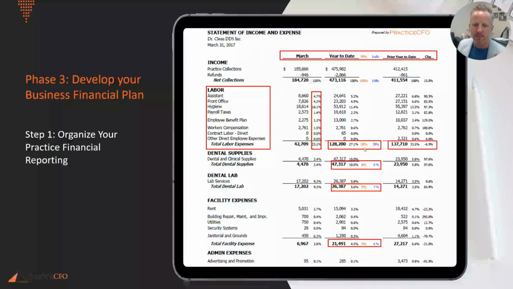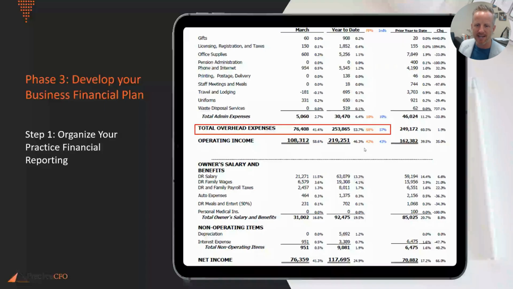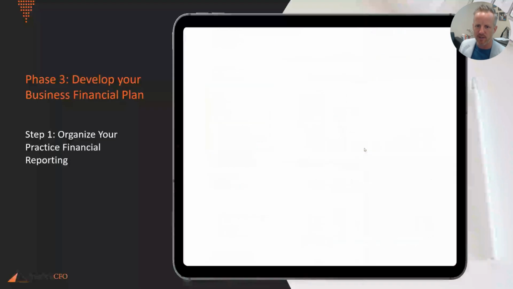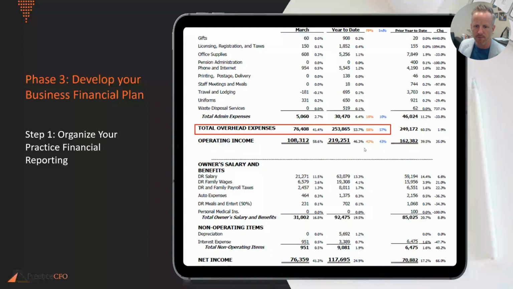So as I go down this P&L, and eventually we get to the bottom, like I said, you get to your total overhead expenses before paying anything for the doctor. And in this case, it's showing that the doctor year-to-date through March paid 53.7%. Now, I had dollar signs on here, of course. In this case, $253,865 was the total overhead for 3 months. And that was 53% of the collections, which were $473,116 for the year. And that's 53.7%.